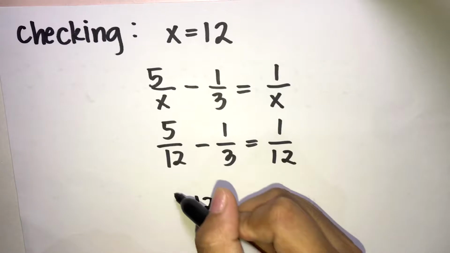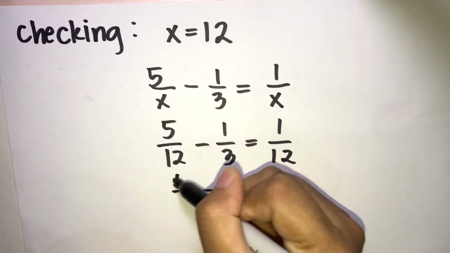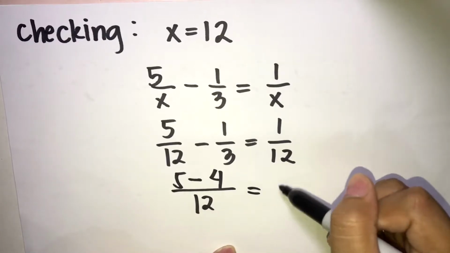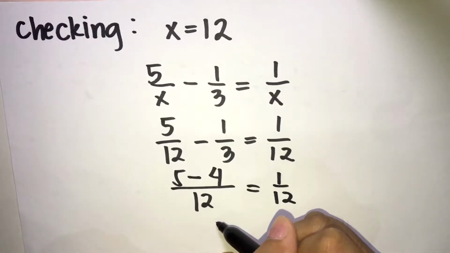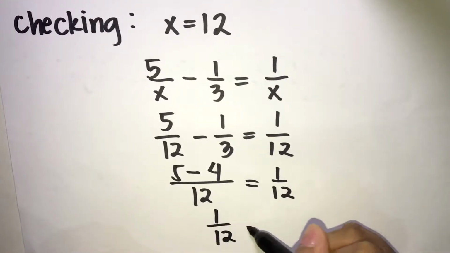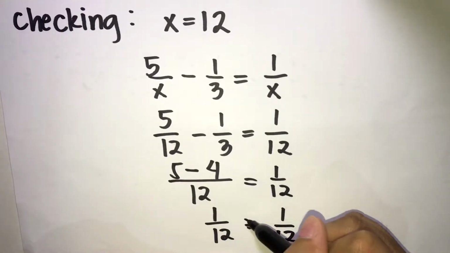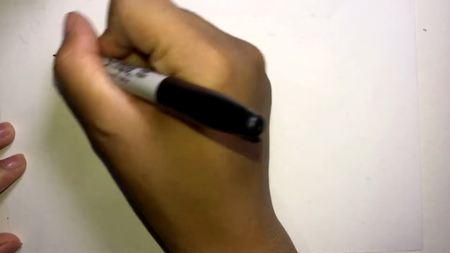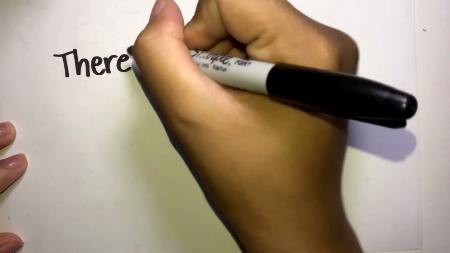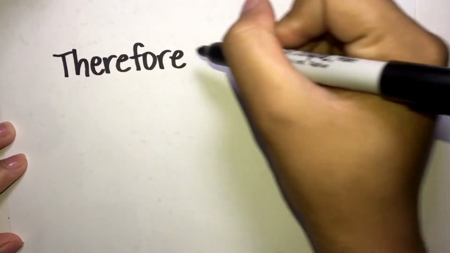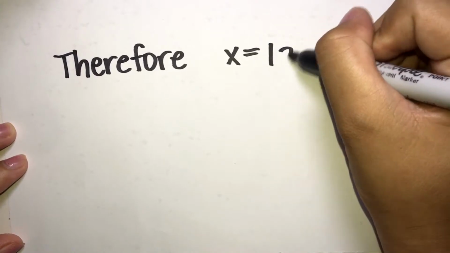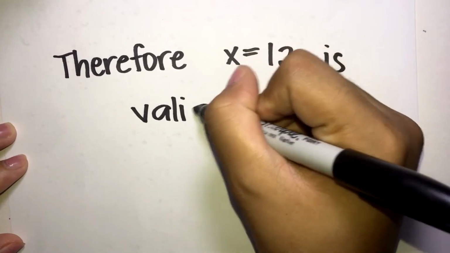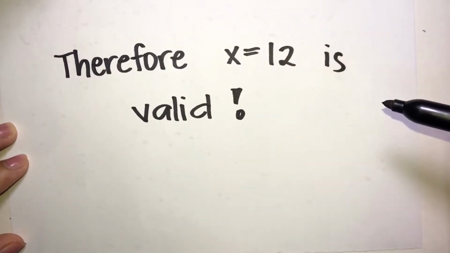1 times 5 is 5. 12 divide 3 is equal to 4. 4 times 1 is equal to 4. 5 minus 4 over 12 is equal to 1 over 12. 5 minus 4 is 1, so 1 over 12 is equal to 1 over 12. So this only means that our answer is correct because the equation came out true. Therefore, x is equal to 12 is valid.